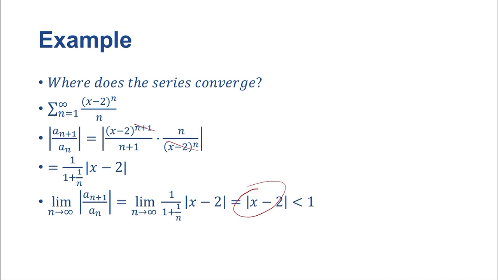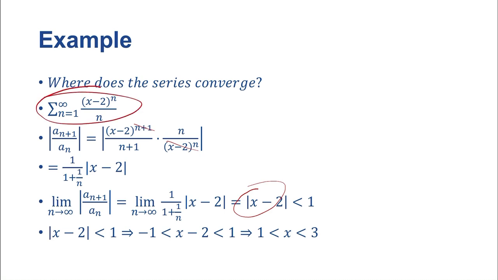So now we have this absolute value expression. So we get x minus 2 absolute value is less than 1. So now we need to have positive and negative cases. So we get negative 1 is less than x minus 2 is less than 1, so we add 2 to both sides. So we get that x is between 1 and 3. So now for x between 1 and 3, this series will converge.